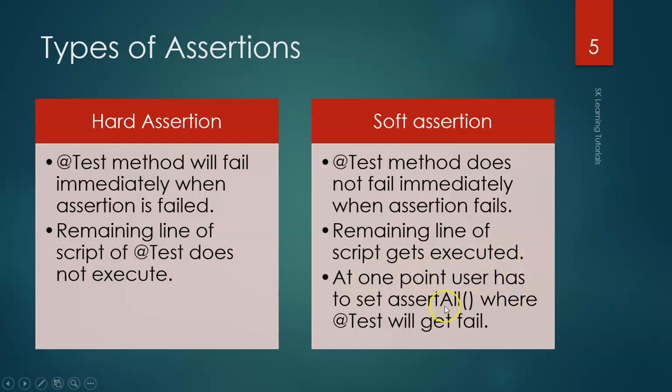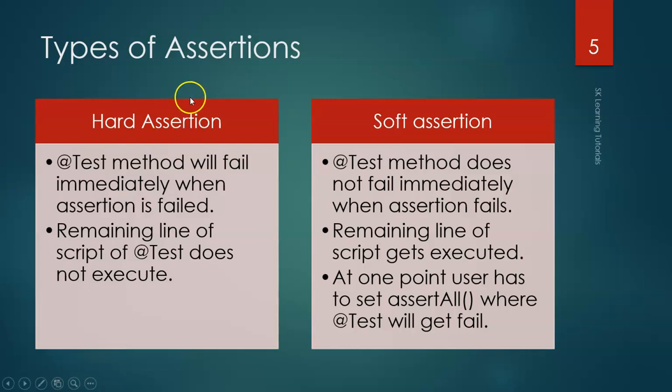At one point, the user has to call the assert all method where the test will get failed. The soft assertion contains one assert all method which you need to call at the end of your test case. And when the assert all method is called, then Selenium will mark your test case pass or fail. So let's take an example. You have written 4 soft assertions and one of the soft assertions got failed, and once the assert all method is executed, then it will mark your test case fail because one of the soft assertions got failed.